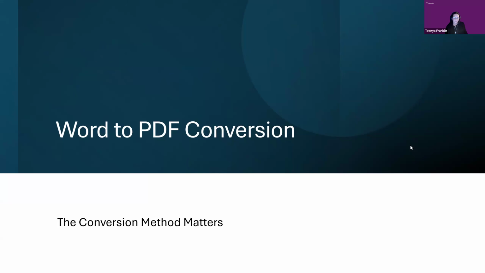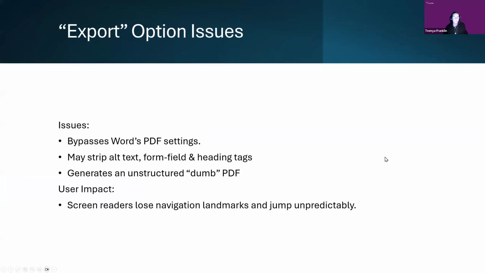So here are the issues with export options. First of all, it bypasses Word's PDF settings. It may strip your alt text, form field, and heading tags, and will generate an unstructured, dumb PDF. So screen readers can lose navigation landmarks and jump unpredictably, and then you have a lot of work to do in your backend PDF, right?